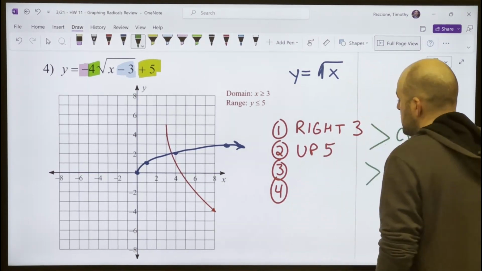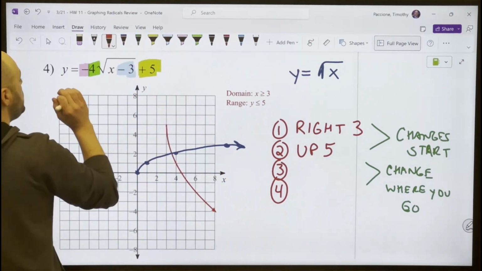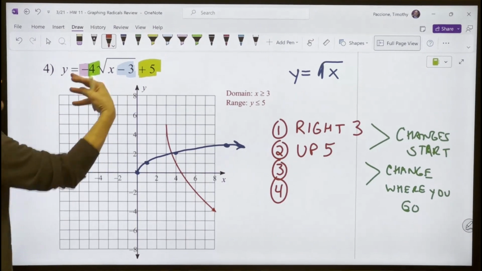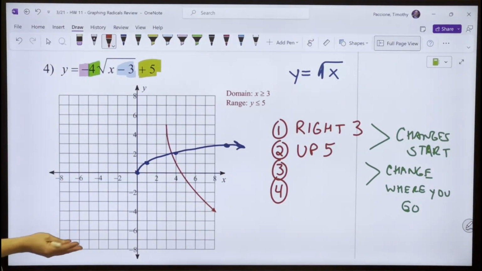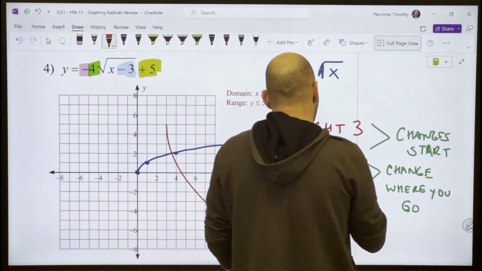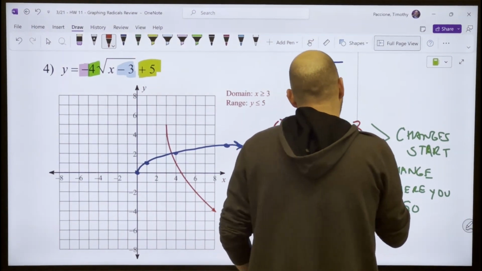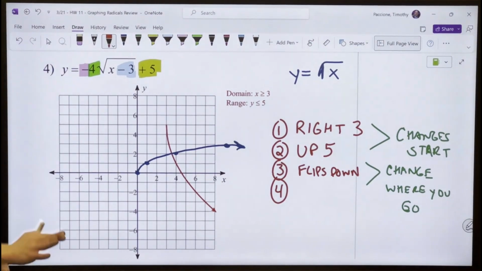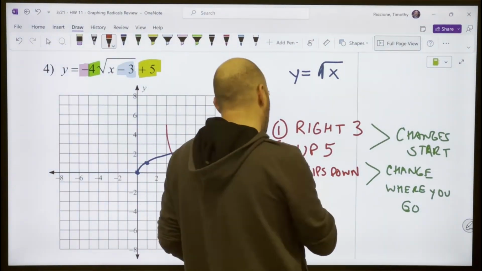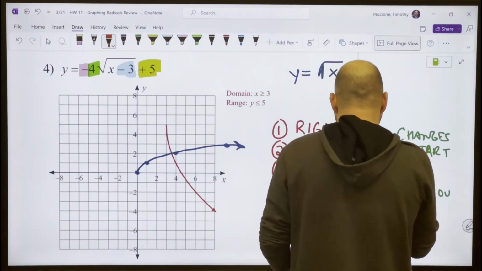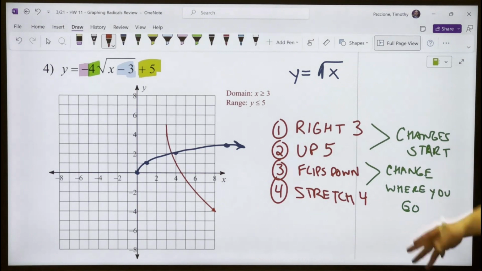Okay? All right, now let's talk about the other ones. The other 2 things are always on the front. So anything in the front changes your movement. Anything in the back or in the inside changes where you start. So I got this negative. What does that do? Flips everything down, right? Reflect is the word. Flips down. Y'all remember this well, actually. And then the 4 makes me stretch by 4, right? If it was a fraction, I would shrink. Stretch 4.